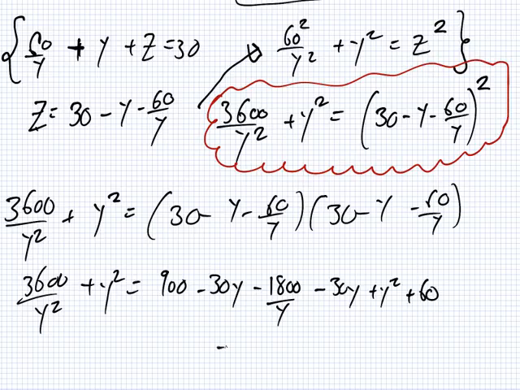Then we have minus 1800 over y, plus, minus 60. No, the next one is plus 60. And then the last one is plus 3600 over y squared.